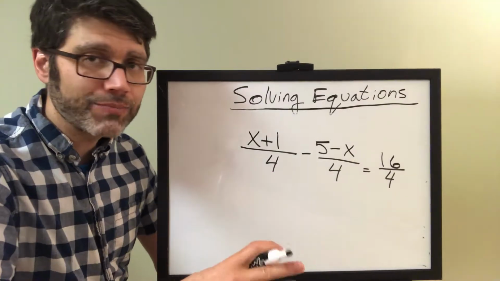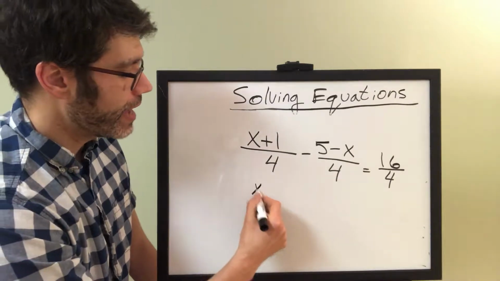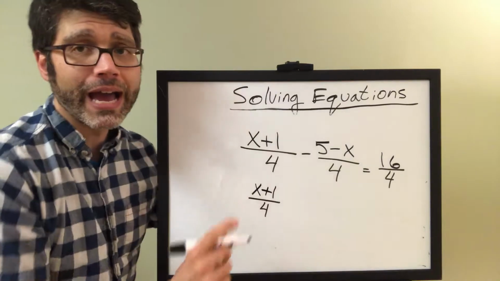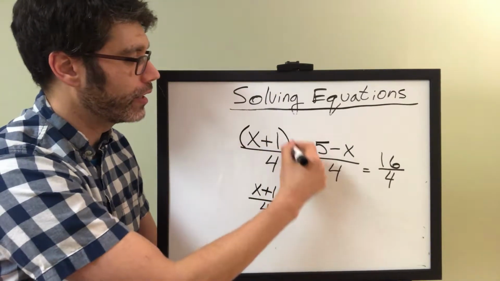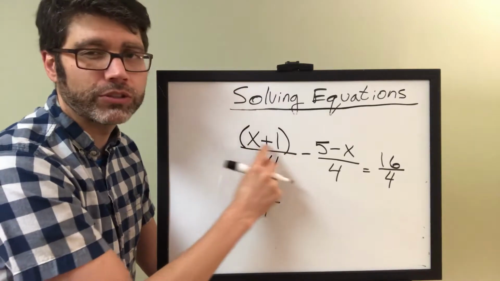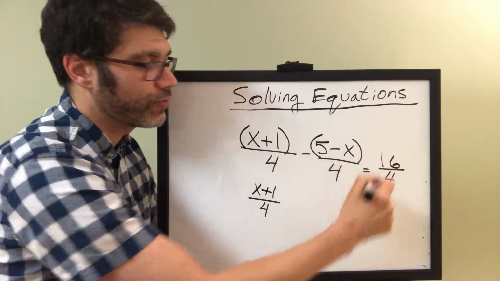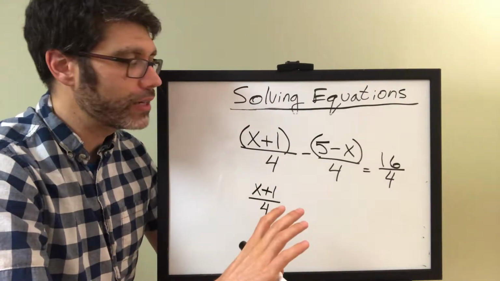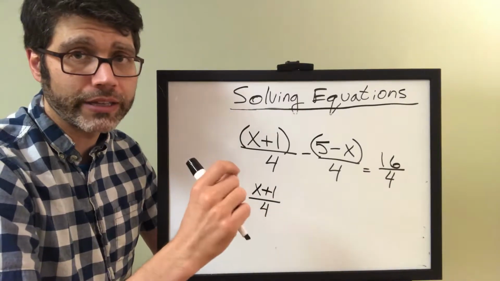So the same principles apply. We're just going to go through this. Let's see, we have x plus 1 over 4. By the way, I think it is extremely helpful to make sure that if we have multiple terms in our numerators, that we put parentheses around them, all right? That is a very important thing because it will make sure that we do all of our operations correctly.